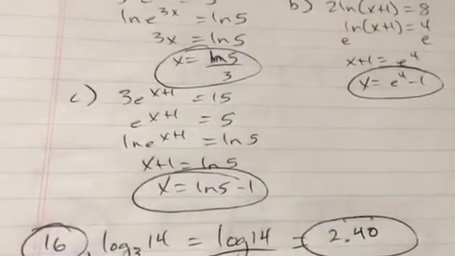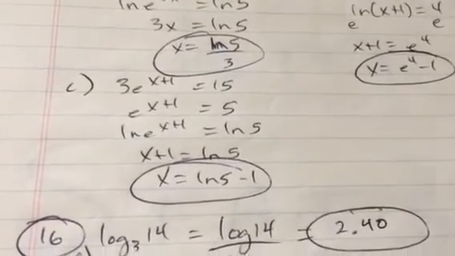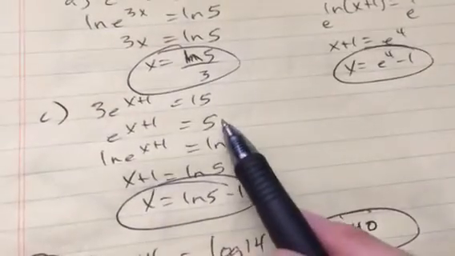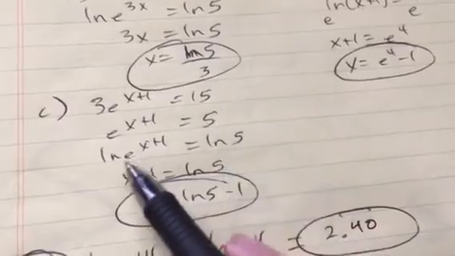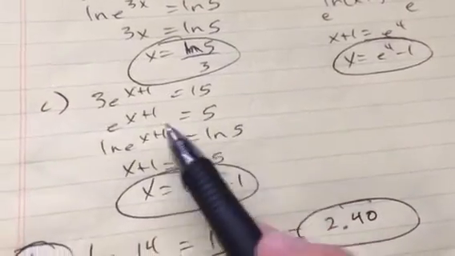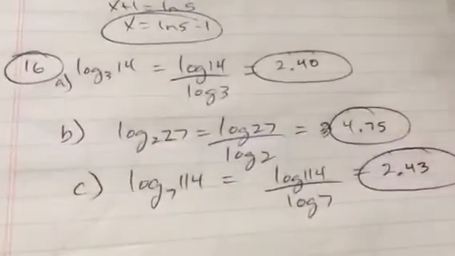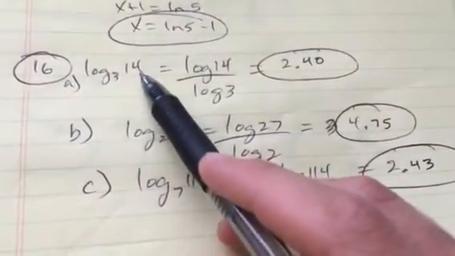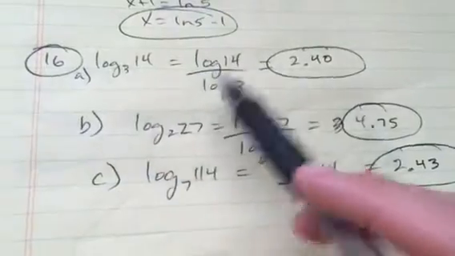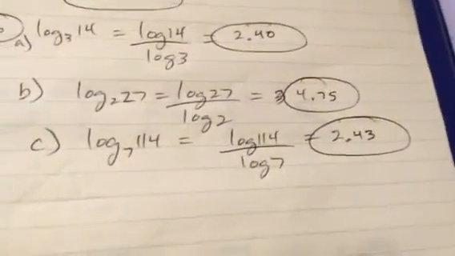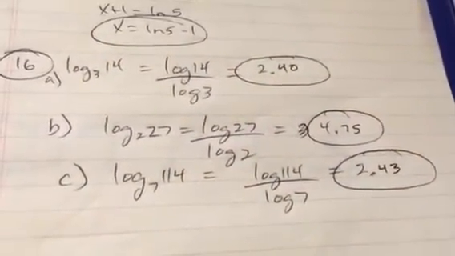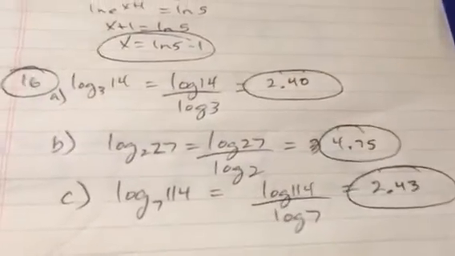All right, so on c, divide both sides by 3 first. So you have e to the x plus 1 is 15 divided by 3, 5. Then attach natural log to both sides. That x plus 1 comes on down, subtract 1. That's your answer. Change of base just simply says log of this number over log of the base. Type that in your calc, round it to the nearest hundredth, I believe. There are your answers for those 3.